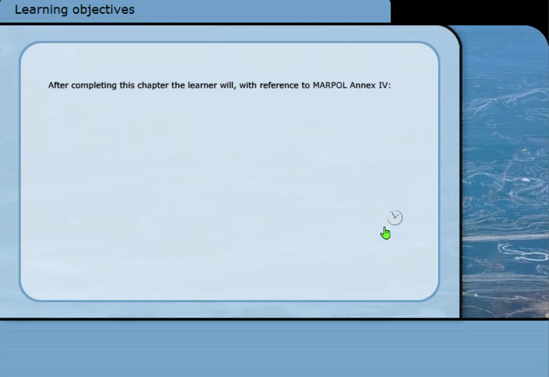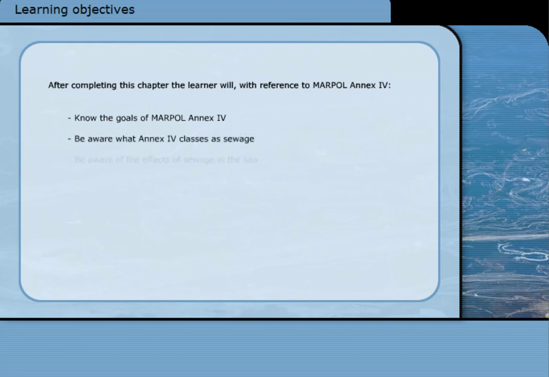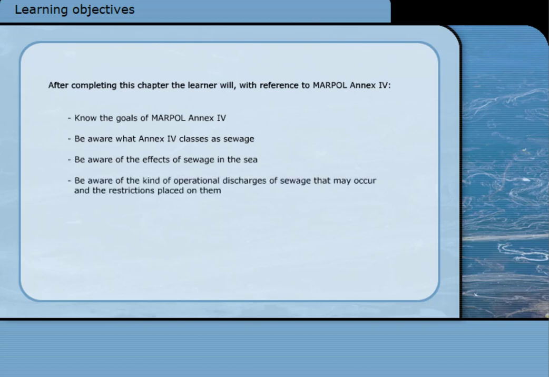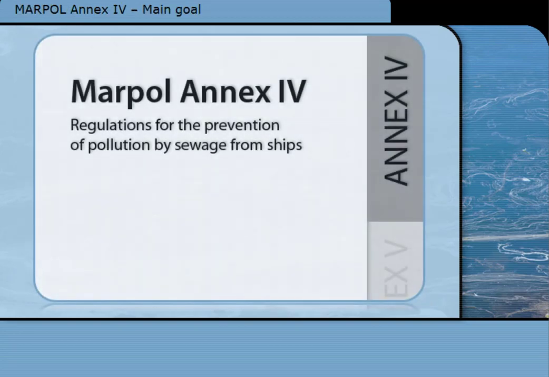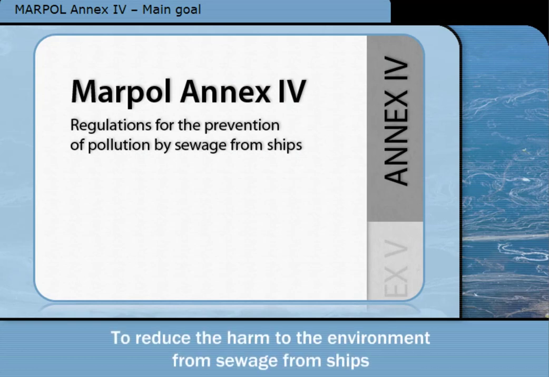After completing this chapter, the learner will, with reference to MARPOL Annex 4, know the goals of MARPOL Annex 4, be aware what Annex 4 classes as sewage, be aware of the effects of sewage in the sea, be aware of the kind of operational discharges of sewage that may occur and the restrictions placed on them, be aware that Annex 4 has defined a special area, be aware of the kind of accidental discharges of sewage that may occur and the measures in place to minimize them. The main goal of MARPOL Annex 4 is to reduce the harm to the environment from sewage from ships.